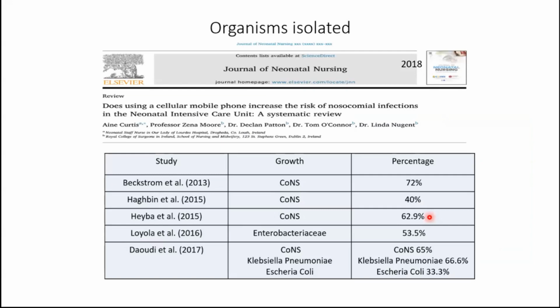Coming to different types of organisms that are isolated. So this was a systematic review that was published in Journal of Neonatal Nursing in 2018. So they have compared 5 different studies, and the most common organism that was isolated from smartphone cell culture was again CoNS. Loyola et al. did a study in 2016 where the most common organism that was isolated was Enterobacteriaceae. And in a study done by Doherty et al. in 2017, the most common organism that was isolated was CoNS, followed by Klebsiella and E. coli. Again, basically this depends upon the local flora of NICU and hand flora of healthcare worker.